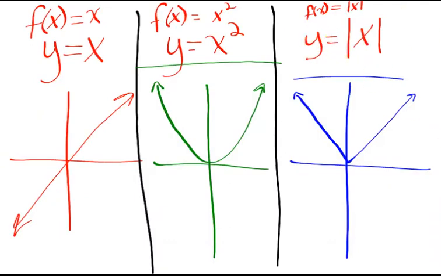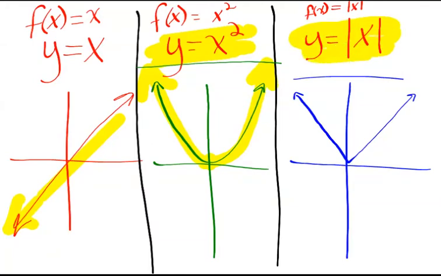Now I want to take a moment to point out the parent functions one more time. Of a linear function, it's just y equals x. And y equals x squared, that's the quadratic. It makes the parabola that does this, and it intersects at the origin. And then the absolute value, y equals absolute value of x, makes the v that runs through the origin. And those are important to know.